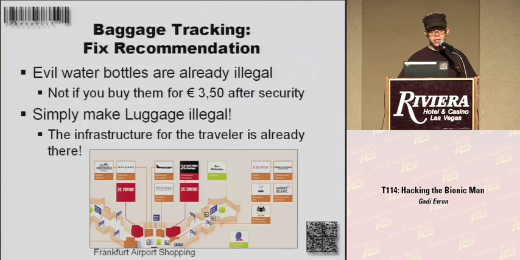So, recommendation. I mean, they made water illegal in flights. They can actually make luggage illegal as well for security and anti-terror reasons. Because the same concept as with the water is going to apply here. You buy a bottle of water before you go to the airport, it's like $1. You buy it at the airport, it's like $5. They can do that with luggage too. I don't see why we should be allowed to have luggage for security reasons.